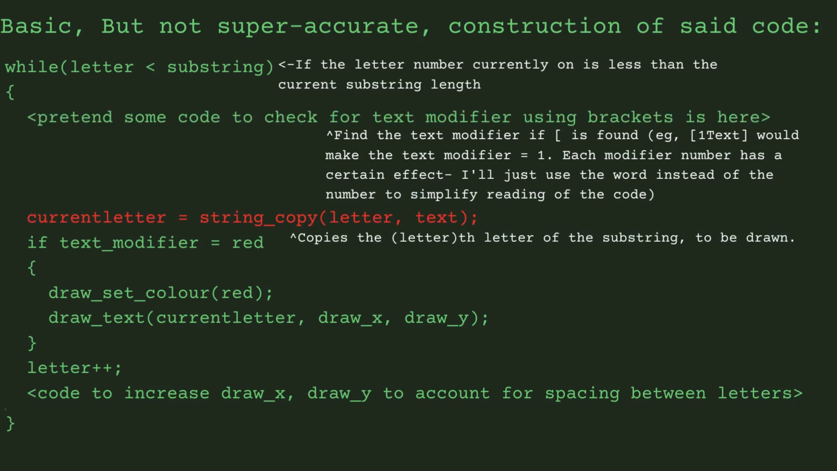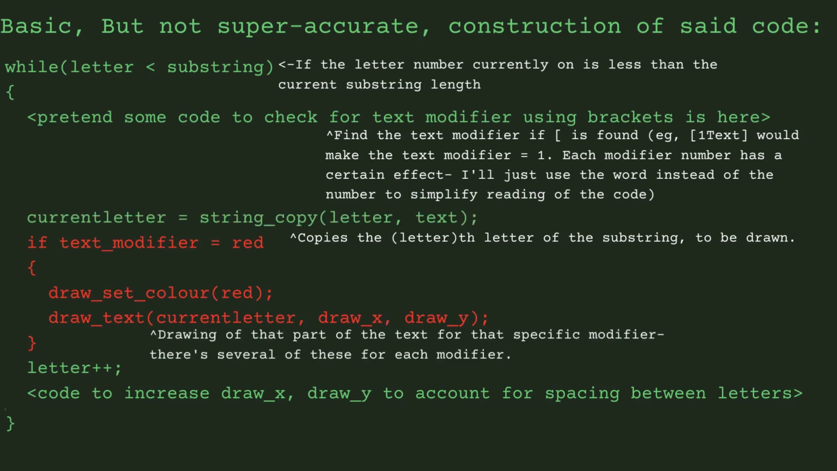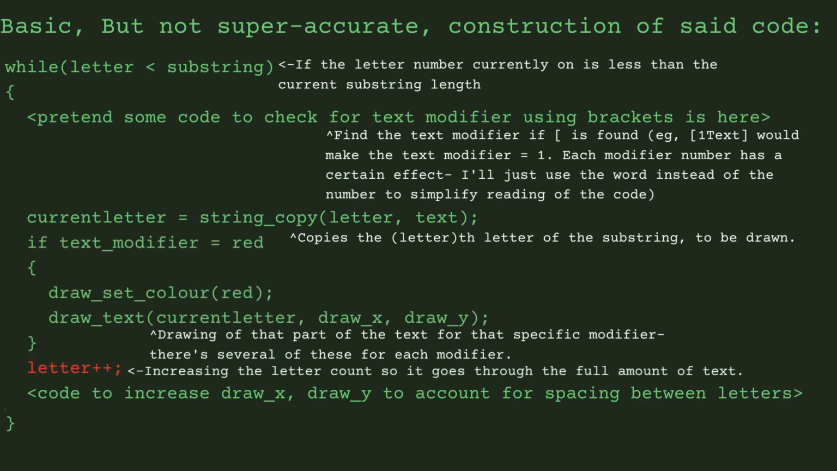Each modifier number has a certain effect, and I'll just use the word instead of the number to simplify the reading of the code. The next part makes a copy of the current letter that the while loop is on for drawing purposes, so it can draw that letter. Then it checks the text modifier and draws the text in whatever way matches the text modifier. There's several of these, one for each modifier, so there are many ways to draw text. The next part increases the letter count so it can go through the full amount of text, so we don't just have an endless while loop. And then there is code to increase draw X and draw Y to account for the spacing between letters so that the letters don't just all draw on top of each other.